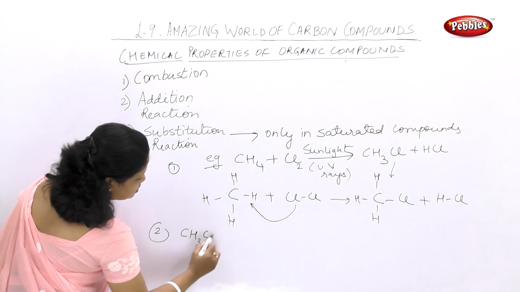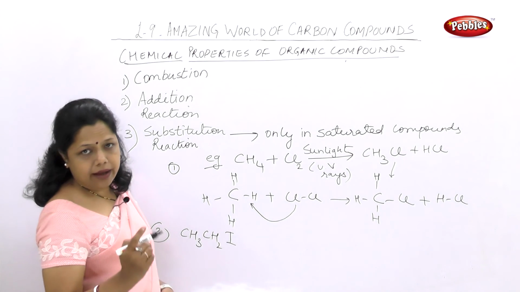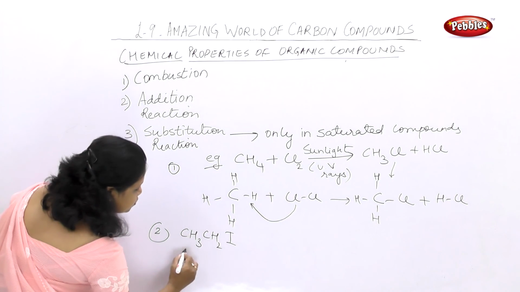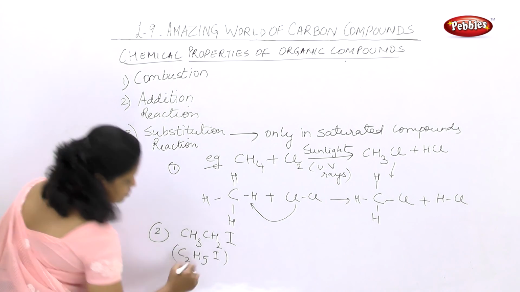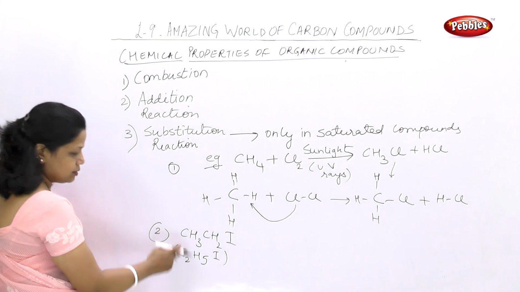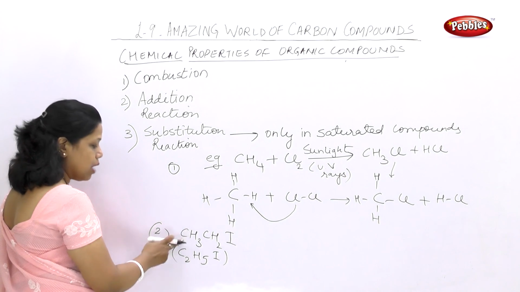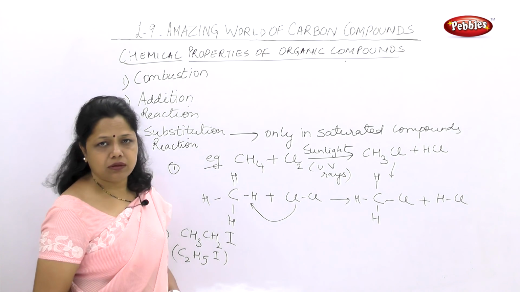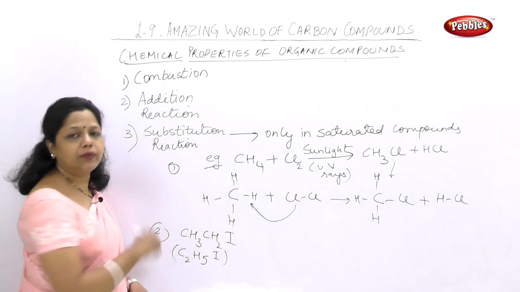Second example I can show by CH3CH2I. Now what is I here? I is iodine. It can also be written as C2H5I. Right, this is the condensed formula. Condensed formula always shows how carbon is attached to hydrogen. So this gives us an idea how the structure will be.